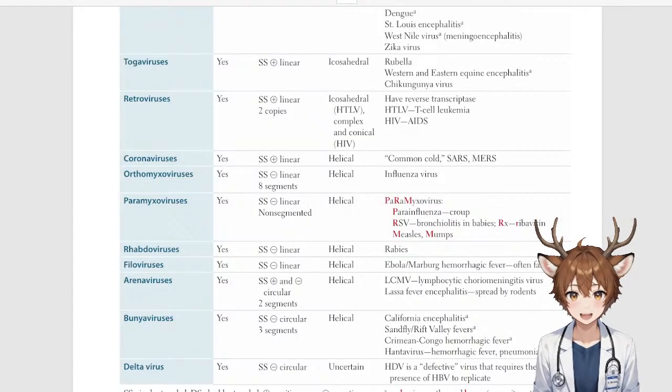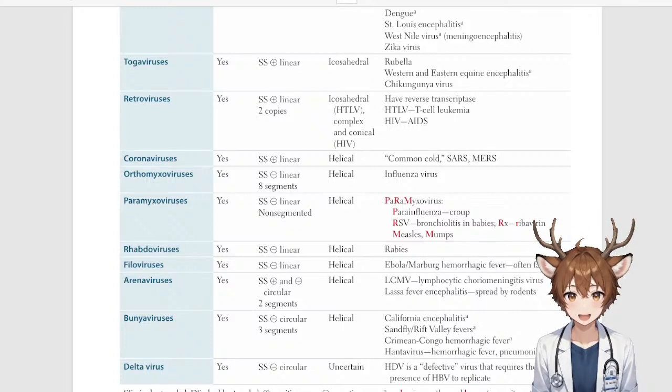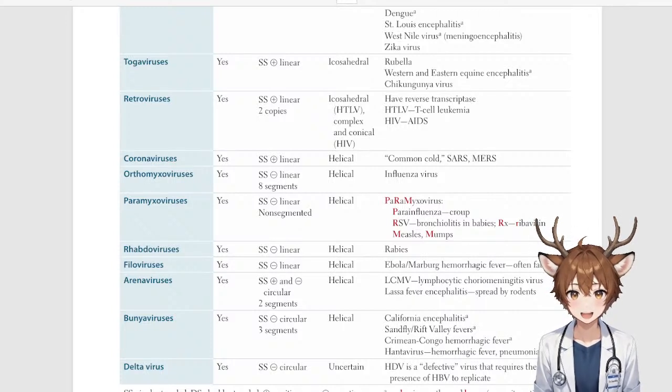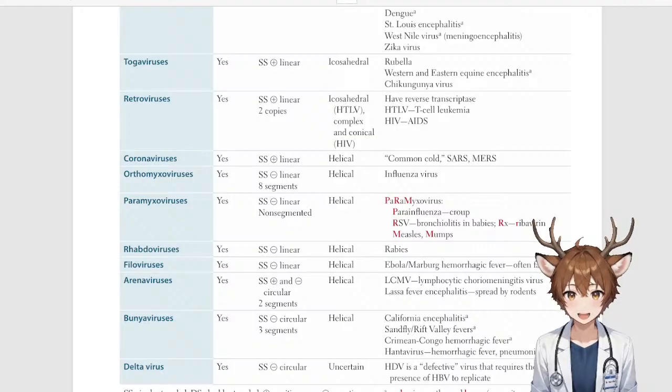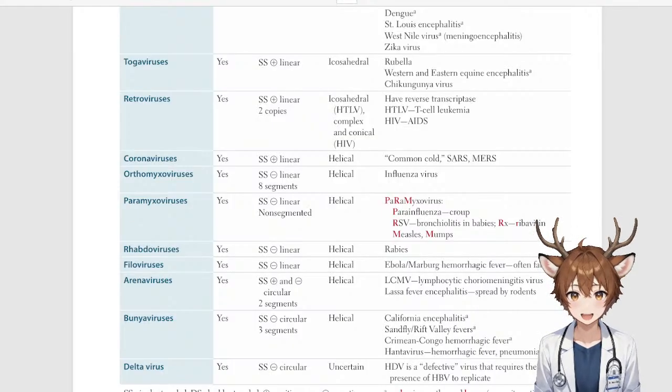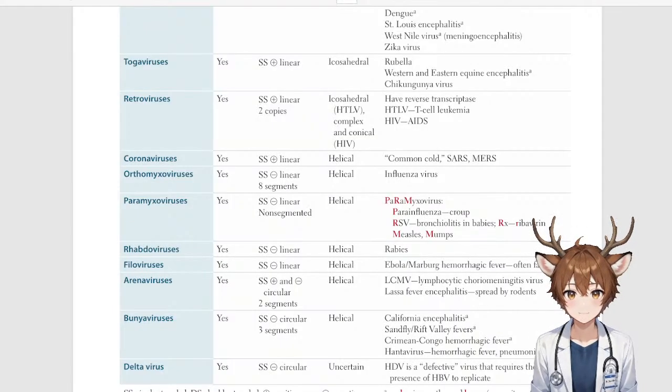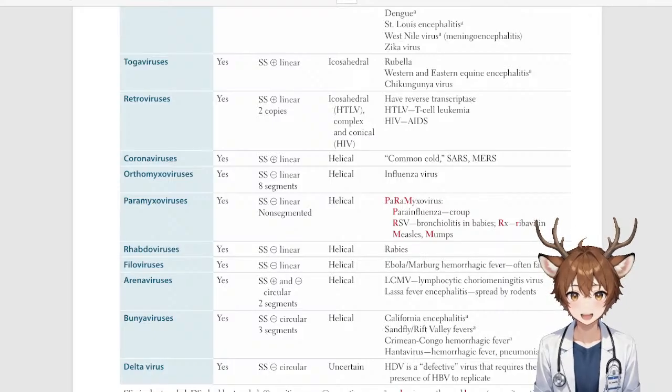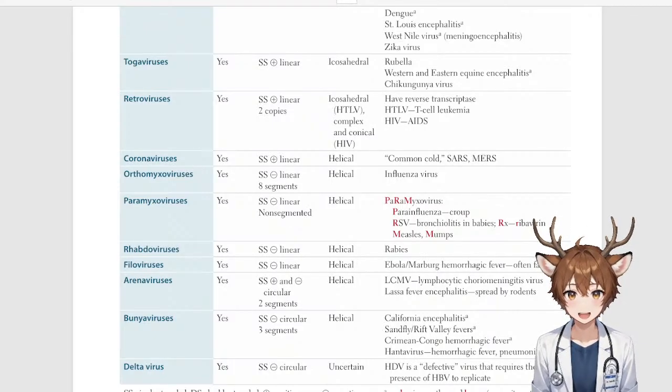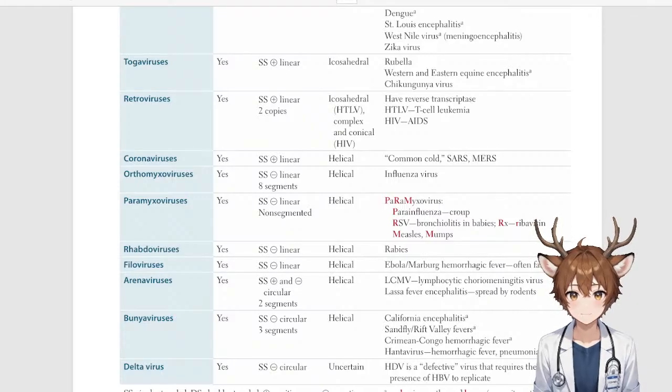Filovirus. Filovirus is enveloped, single-stranded, negative sense linear, causes Ebola/Marburg virus diseases, often fatal. Arenavirus. Arenavirus is enveloped, single-stranded, positive and negative circular multisegmented. It causes LCMV, lymphocytic choriomeningitis virus, Lassa fever encephalitis spread by rodents. What about bunyavirus? Bunyaviruses are enveloped, single-stranded, negative sense, circular, multisegmented, causes California encephalitis, sandfly/Rift Valley fevers, Crimean Congo hemorrhagic fever, and hantavirus, which is a hemorrhagic fever and pneumonia.